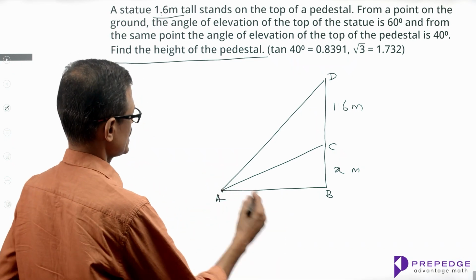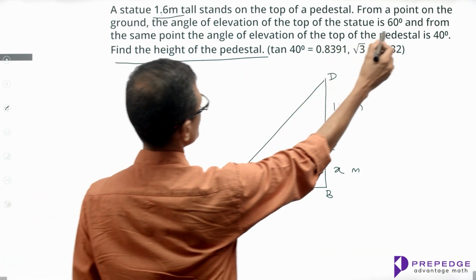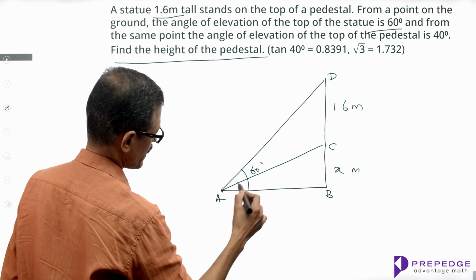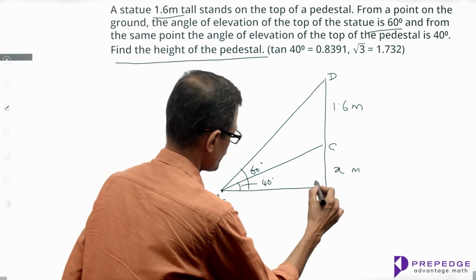வேற என்ன கொடுத்திருக்காங்க? They have essentially given us two angles of elevation. Angle of elevation to the top of the statue இது வந்து 60 degrees. Angle of elevation to the top of the pedestal, this value is equal to 40 degrees. Angle B is obviously a right angle.